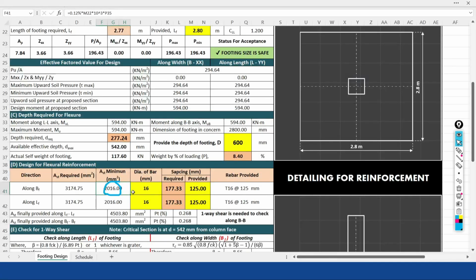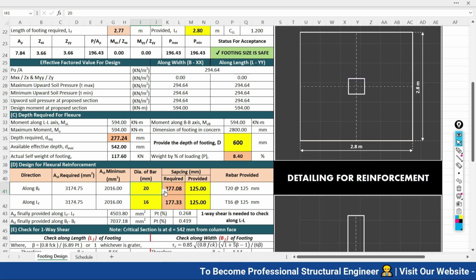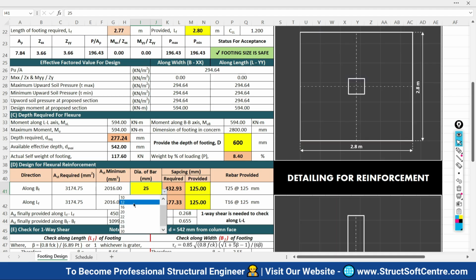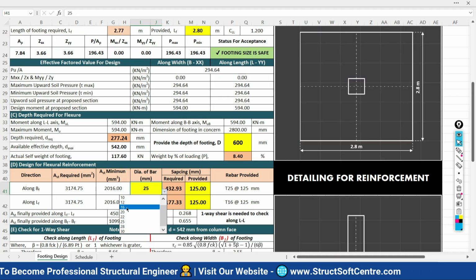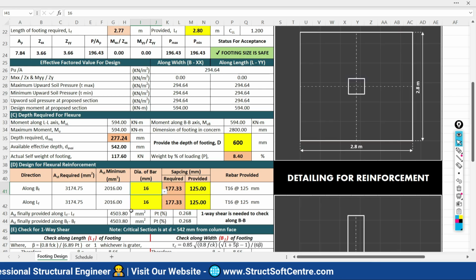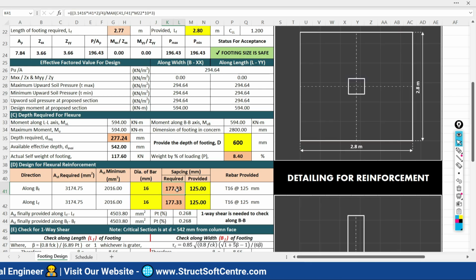And the sheet is also showing, if you are going to provide 16 mm dia, here you have a chance to change the diameter of the bar. 12, you can take 16, you can take 20, you can take 22, 25, whatever. So it is in your hand what diameter of bar you would like to choose. If I choose the 16 mm diameter bar, you get the spacing requirement as 177. So you don't need to do it manually every time.